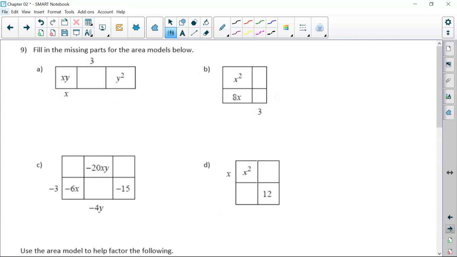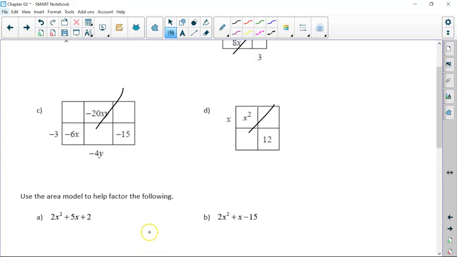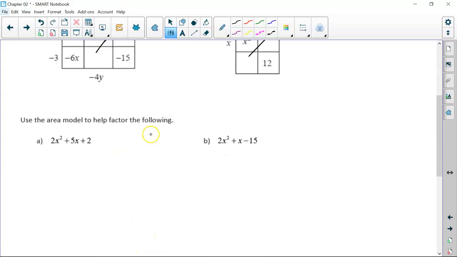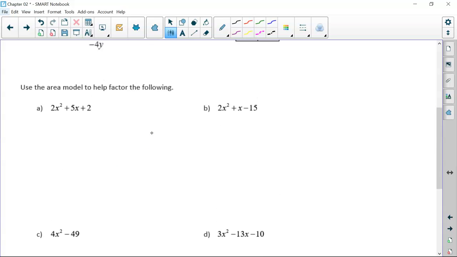Now, let's just skip number 9. I'm not really feeling these. So what we're going to do is go to factoring. And here's where the area model really helps, I believe. And this is what we've been doing all along.